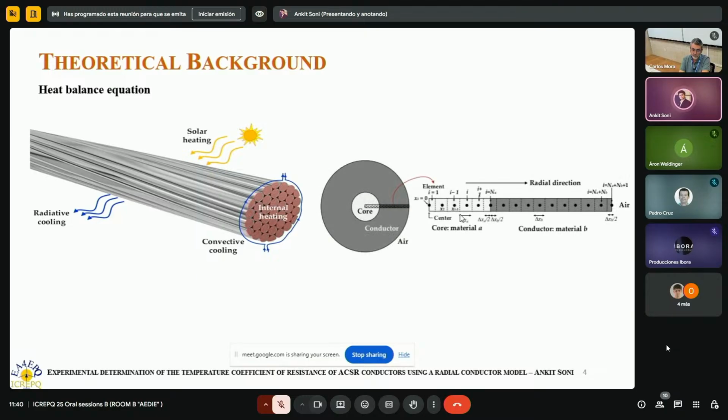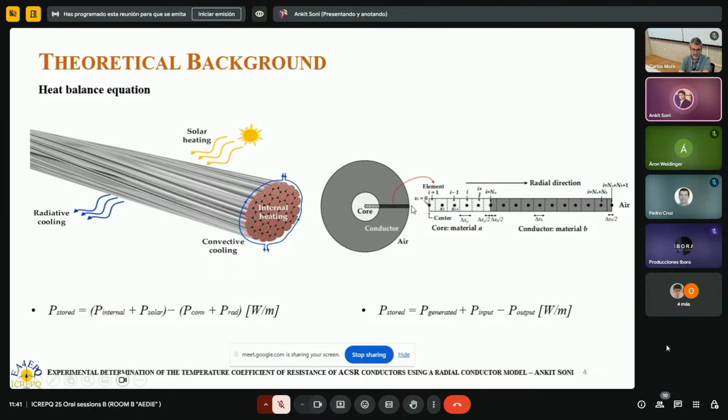So this is the theoretical background, how I have used the model. As you can see here, it is the normal conductor. I've used this particular model for improving my DLR model. P stored is causing the increment of the temperature of the conductor. P internal is because of the resistive losses from the current flowing inside the conductor. There is also P solar, which increases the heat because of the solar radiation, and there is convection cooling and radiative cooling.